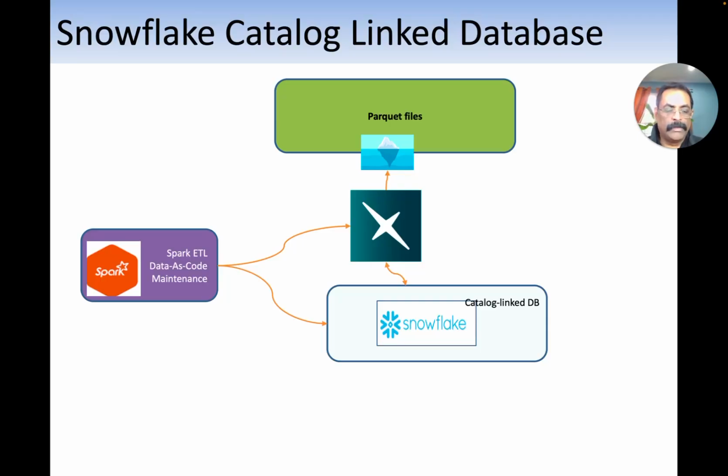So we do the branching and load the data, and Snowflake sees it. But if I want to roll back to the previous snapshot, then we will show how Snowflake also does the rollback.